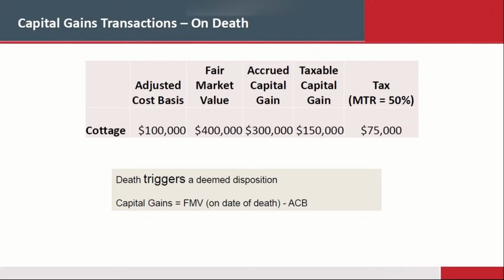In other words, the capital gain upon death is the fair market value at the date of death minus the ACB. Fair market value, of course, in this example is $400,000, and the ACB was $100,000.